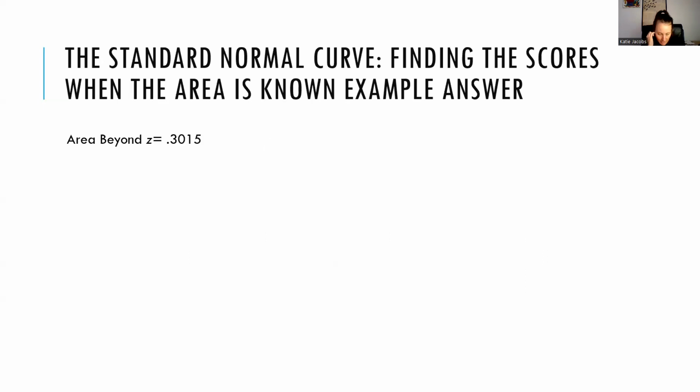Okay, and we're looking for the area beyond Z of 0.3015. When we do that, we find that it is associated with a z-score of 0.52. Now, do we have enough information to plug things into our z-score formula? If you said we do, we absolutely do, but this time we have different information, right? So we know that our z-score is equal to 0.52, so we'll go ahead and plug that in for our z.